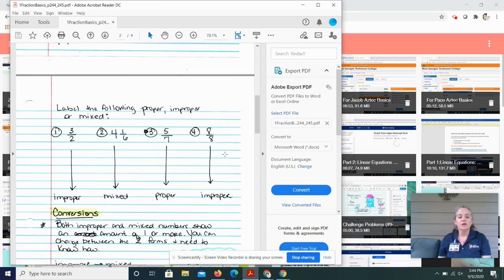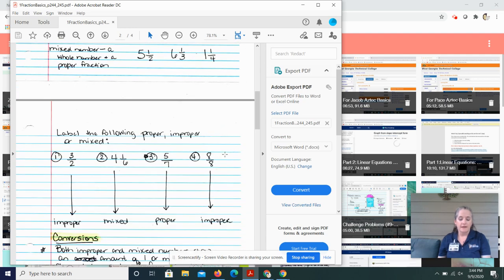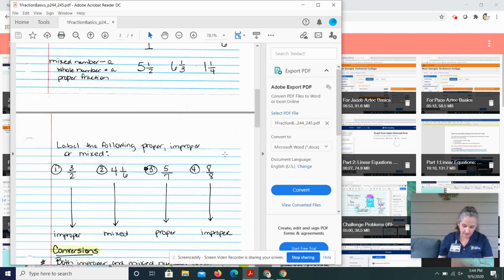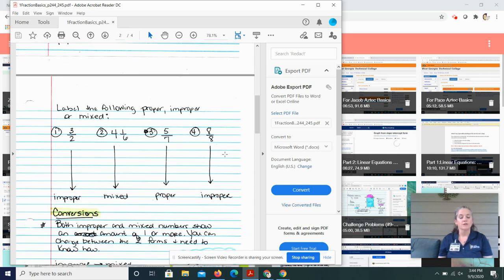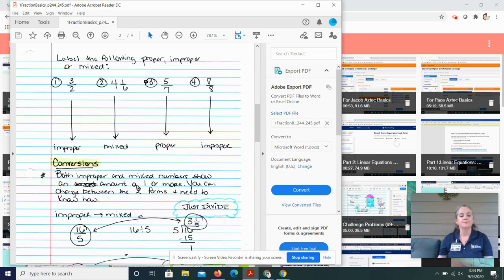Okay, so now we're going to talk about conversions. So sometimes you have a number in this form, mixed number, but you want it in improper fraction form, because improper fractions and mixed numbers are both just different ways of showing an amount that's 1 or greater. Okay, so you can change between mixed numbers and improper fractions, and this is how we do that.